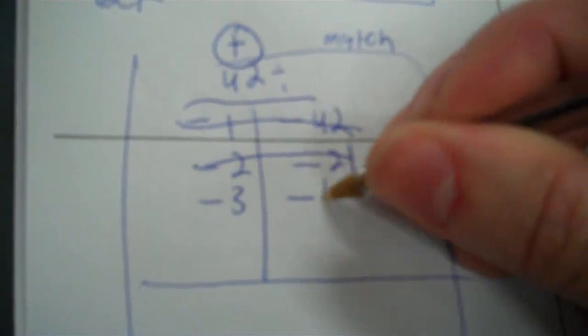Okay. 42 divided by 1 is 42. That's negative 43, too wide. 42 divided by 2 is 21. That's negative 23. You're still too wide. 42 divided by 3 is 14. That's negative 17. Bingo.